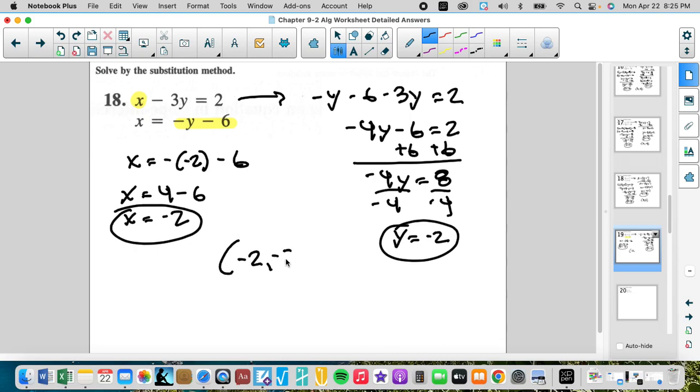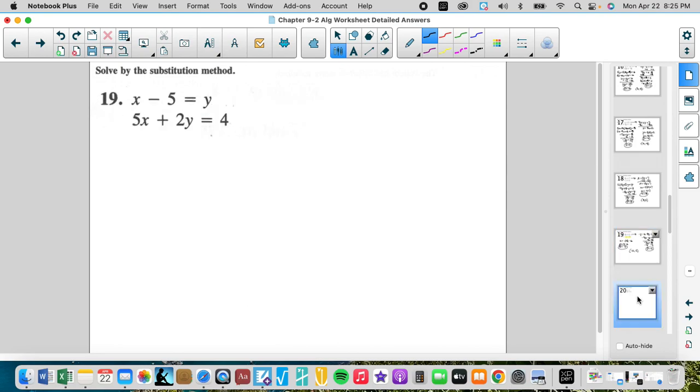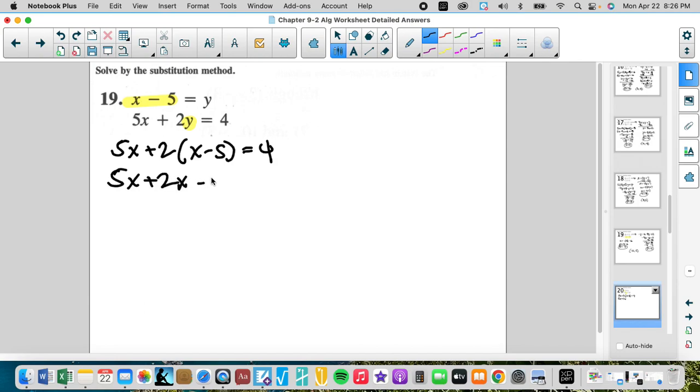And my solution is negative 2, negative 2. Okay, they tried to trick you by putting the variable on the other side. That doesn't fool me. I'm just going to take this and plug it in for the y. So this equation becomes 5x plus 2 times my y value, which is x minus 5, equals 4. 5x plus 2x minus 10 equals 4. 7x minus 10 equals 4.